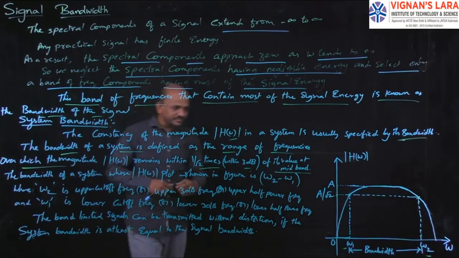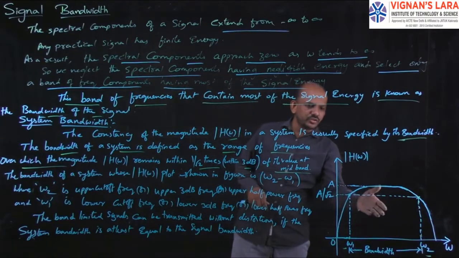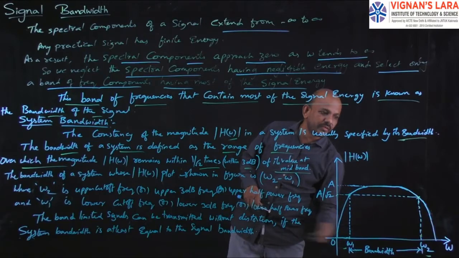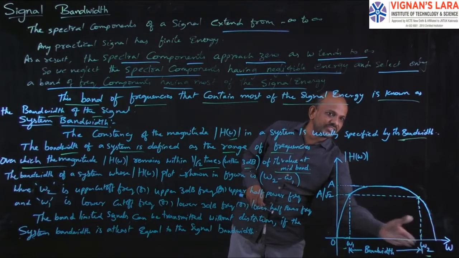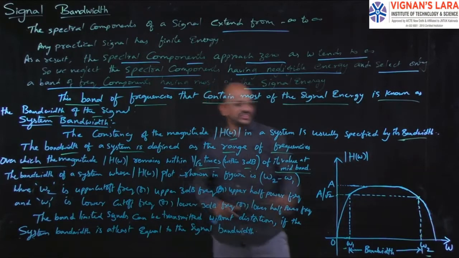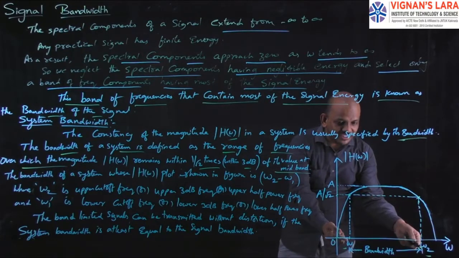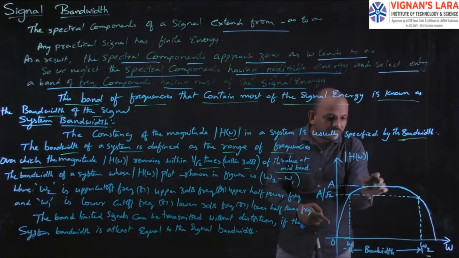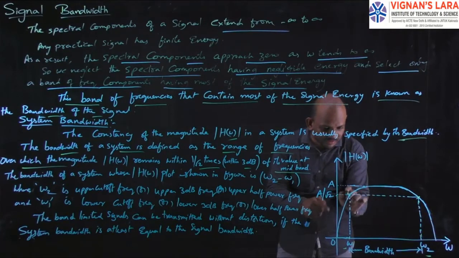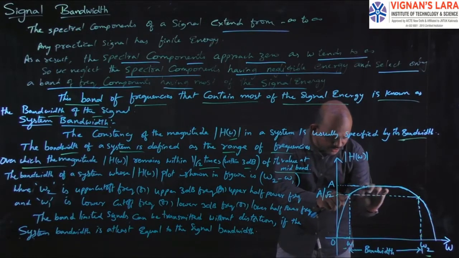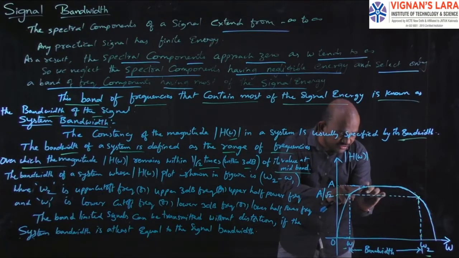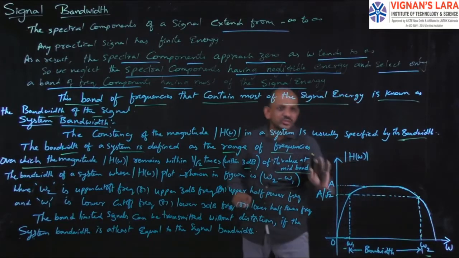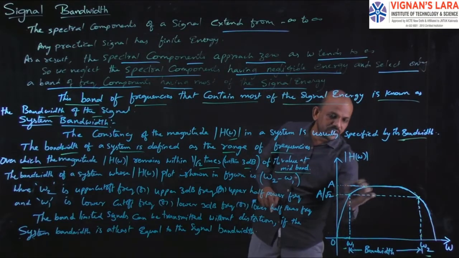So here in the figure shown, the bandwidth of the system is nothing but omega 2 minus omega 1, that is higher cutoff frequency minus lower cutoff frequency. This is the bandwidth. With this bandwidth, the value of mod H of omega is within 1 by root 2 times of its midband value. The graph from this point to this point is almost constant and has the maximum value.